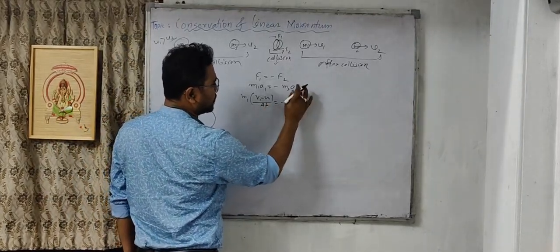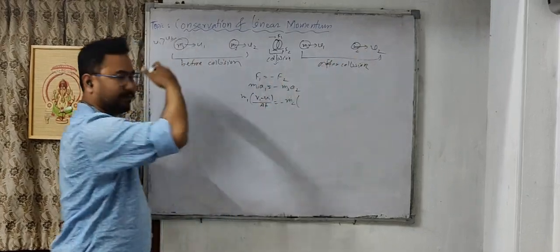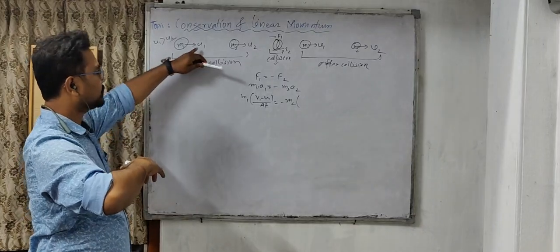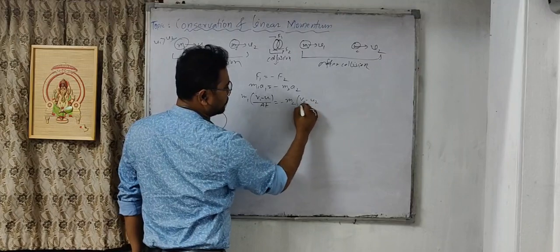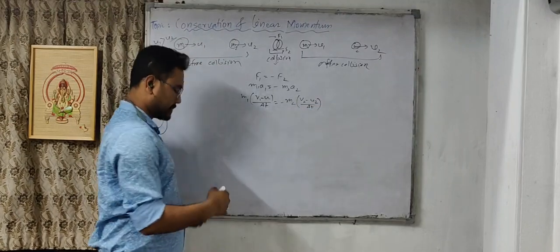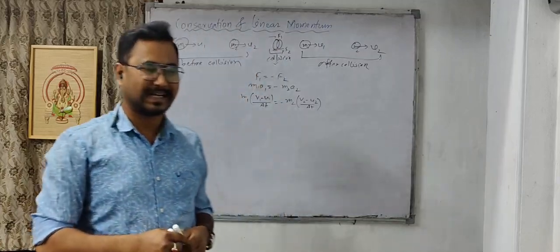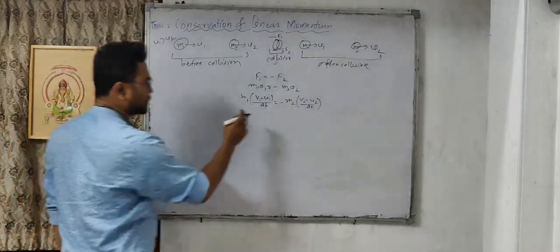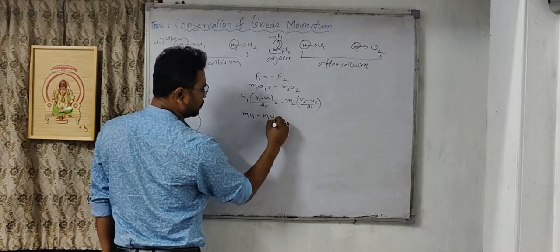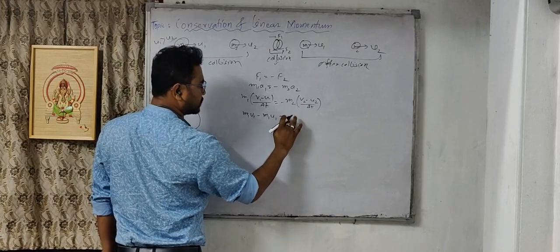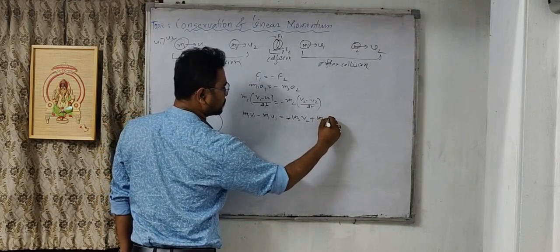Now for M2, A2 uses the final velocity of M2, that is V2, and the initial velocity of M2 before collision, that is U2. So you can write V2 minus U2 by delta T. Why delta T? The collision time of both objects will definitely be the same. Correct? Now delta T is cancelled. So you can write M1 V1 minus M1 U1 equals minus M2 V2 plus M2 U2.